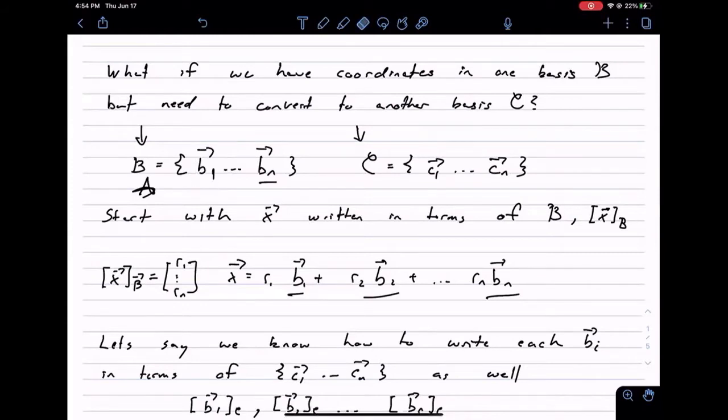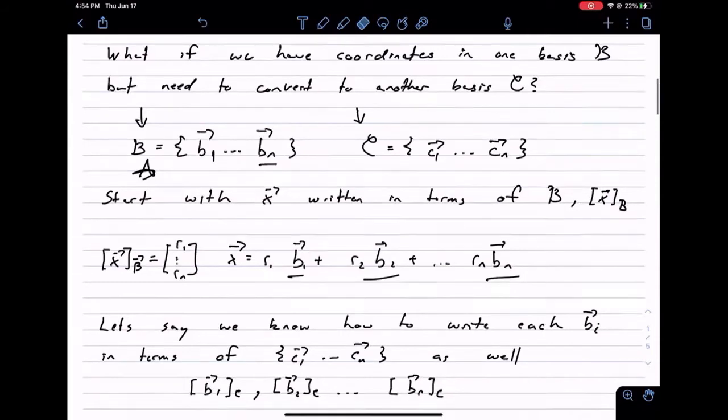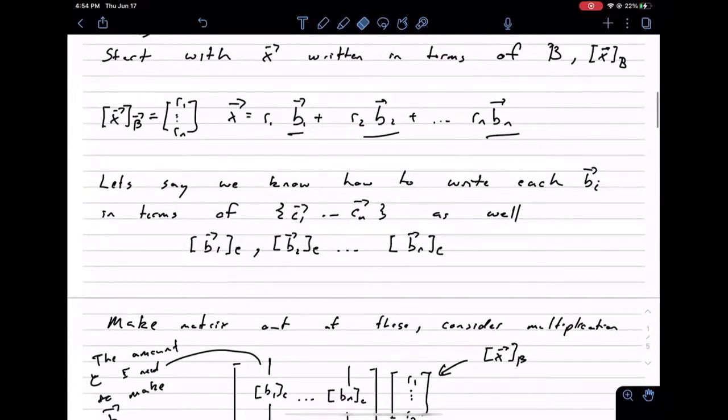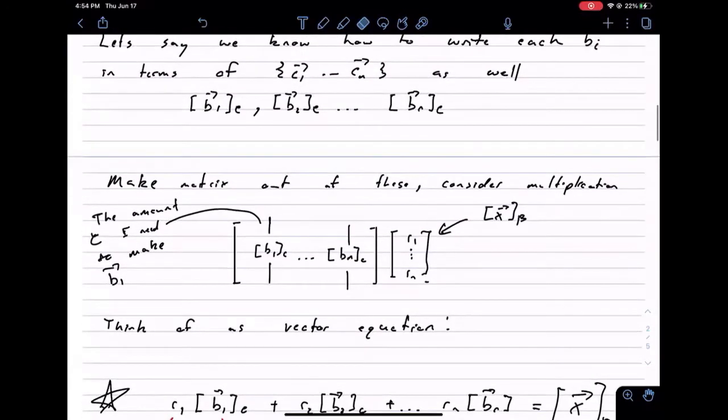Okay. And remember what those look like. So B1 in terms of C is, the notation we use is this. B2 in terms of C is this. Bn in terms of C is this. Okay. And then what we do is we make a matrix where the columns are exactly these coordinate vectors. Okay. What do we use this matrix for? Once we figure out what this matrix is, I can multiply any vector in B coordinates by that matrix, and it's going to convert it to C coordinates.